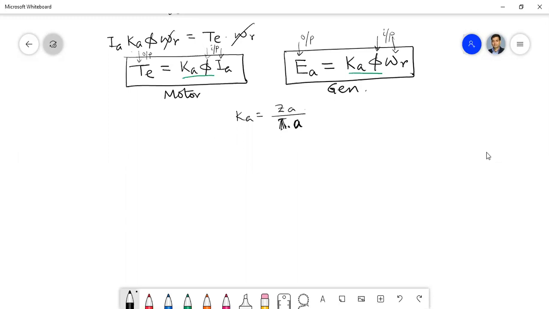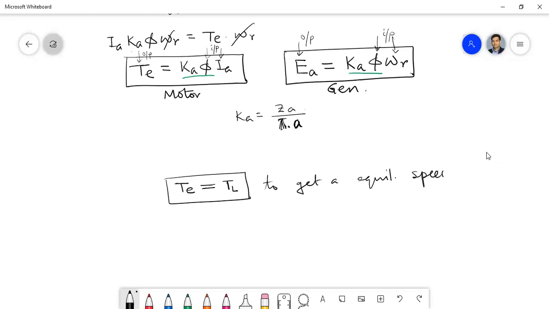Now, what is the electrically generated torque by the motor? That is TE. And what is the torque applied in the opposite direction of rotation by the load? If we take that as TL, then these should be balanced to get an equilibrium speed. Otherwise, what will happen? Suppose TE somehow becomes greater than TL, or TE becomes less than TL, then what will happen?